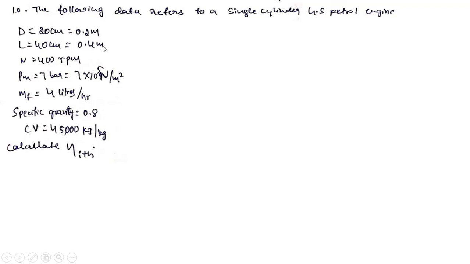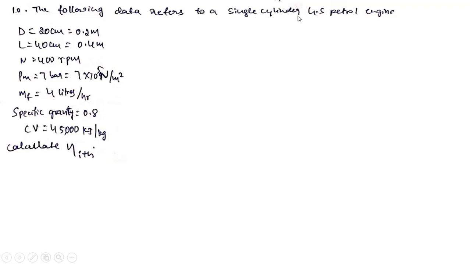It is 0.4 meter, and speed of the engine is 400 RPM. Mean effective pressure is 7 bar, that is 7 into 10 power 5 Newton per meter square. Mass of the fuel consumed is 4 liters per hour. Specific gravity of that fuel is given, it is 0.8. Calorific value of the fuel is given 45,000 kilojoule per kg, and calculate indicated thermal efficiency. Indicated thermal efficiency of this engine is to be calculated.